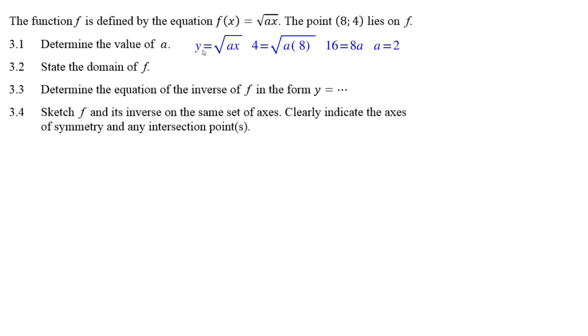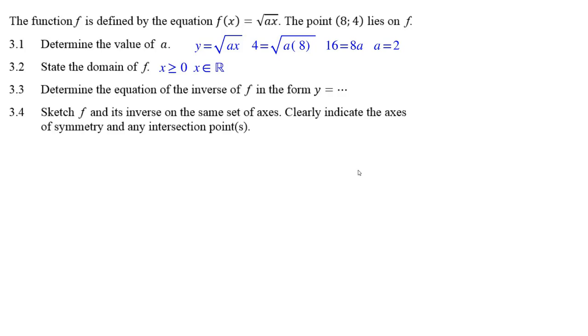So we know that our function is y equals the square root of 2x. Okay, state the domain of this function. What are all the things that x can be? Well, we know that x has to be positive because you can't take the square root of a negative number. So x is greater than or equal to 0, but x is an element of the real numbers.